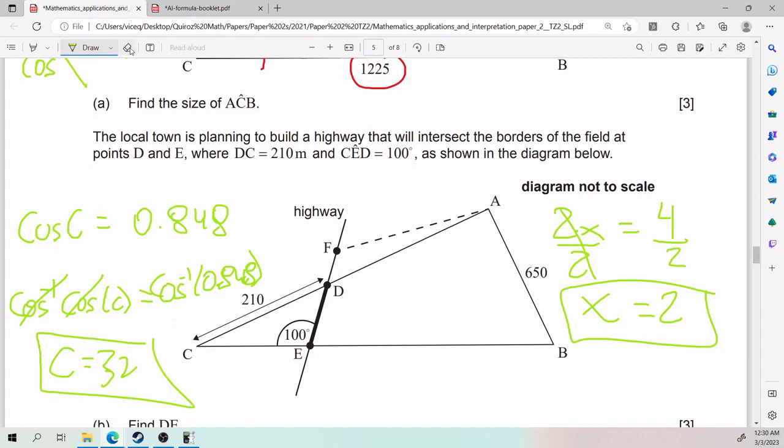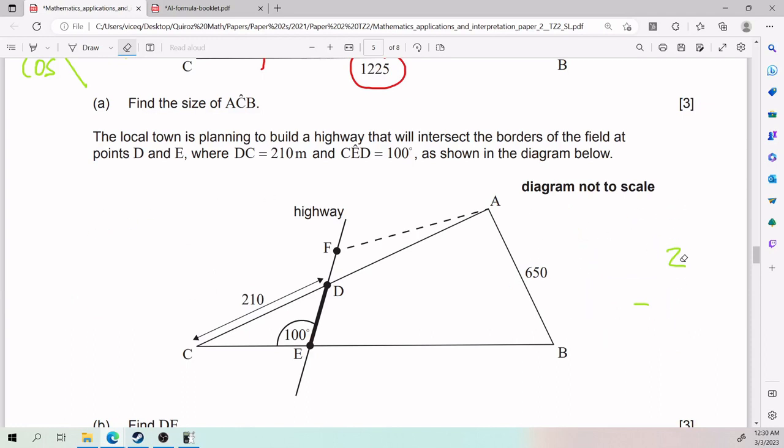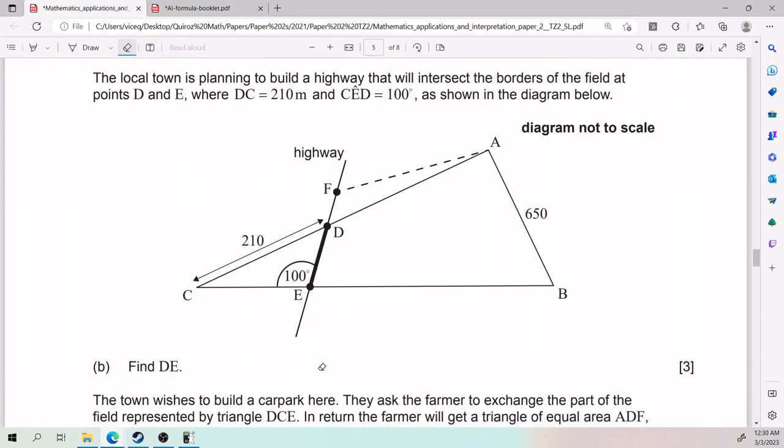All right, awesome. So that is a pretty thorough explanation, to be honest, of part A. But there it is. For part B, they go on and tell us that the local town is planning to build a highway that will intersect the borders of the field at points D and E, where DC is 210 and CED is 100. Most of these things are already in the diagram as it is shown below. See? Awesome puzzle.